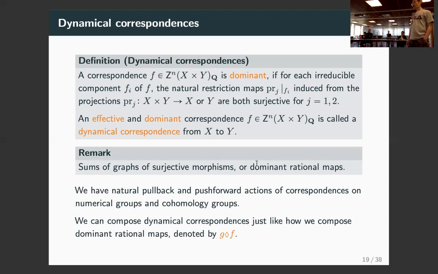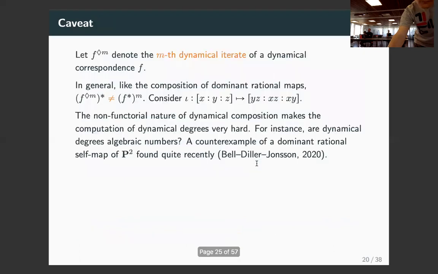And we can also compose dynamical correspondences, just like how we compose dominant rational maps. So here we denote them by G diamond F. So G diamond F means dynamical correspondence composition. Okay, then we let F^{\diamond m} denote the m-th dynamical iterate of the dynamical correspondence.